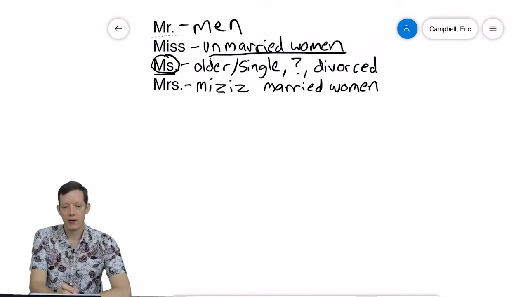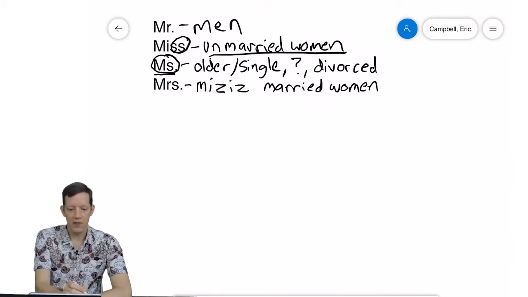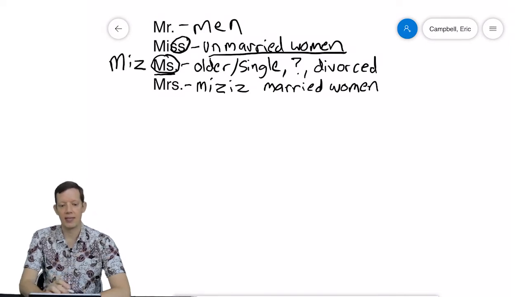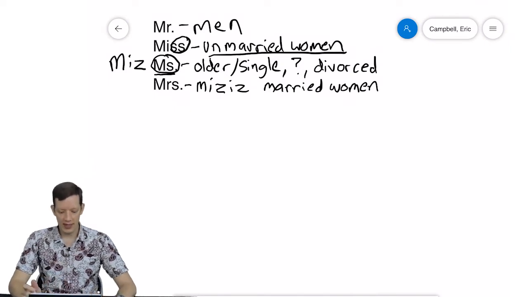Okay, so this is the basic idea with these titles. We've got Mr., again, for all men. We've got Miss, for young single women. We've got Ms. for single women who are a little older, if we don't know their marital status, or if they're divorced. Okay, and then Mrs. is for married women. Now, just to clarify, those of you who have trouble, Miss, you're going to hear this S. But for this one, it sounds like a Z. It sounds like Ms, M-I-Z. Okay, so that's the difference in the titles.